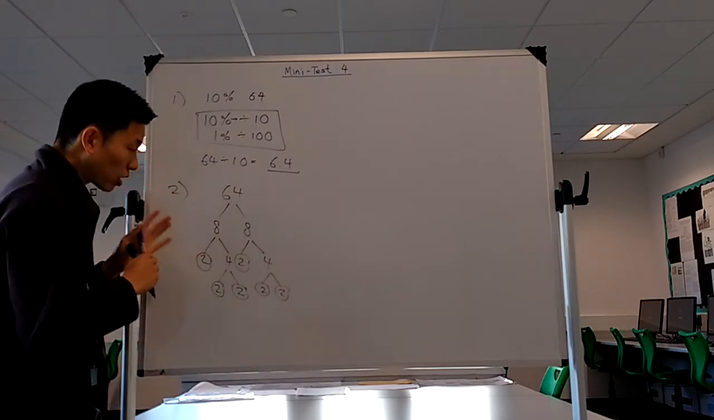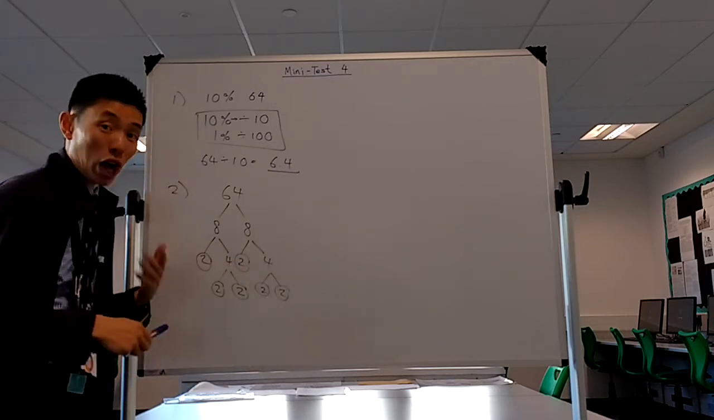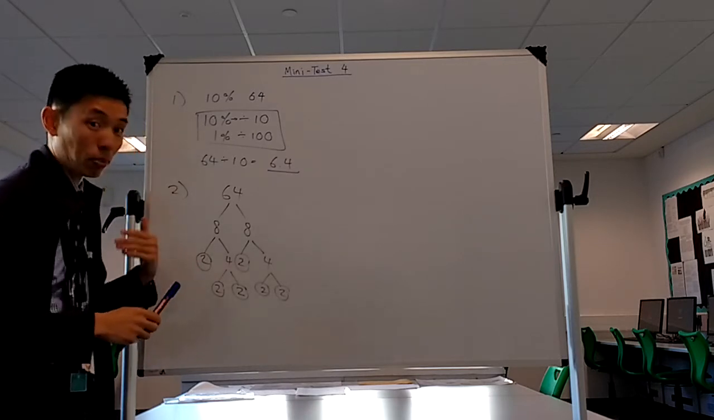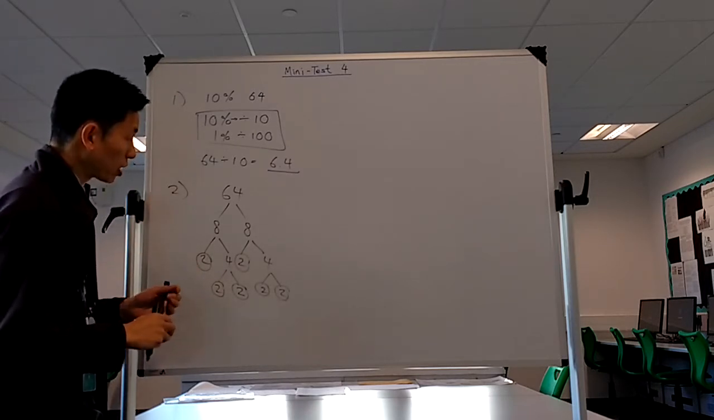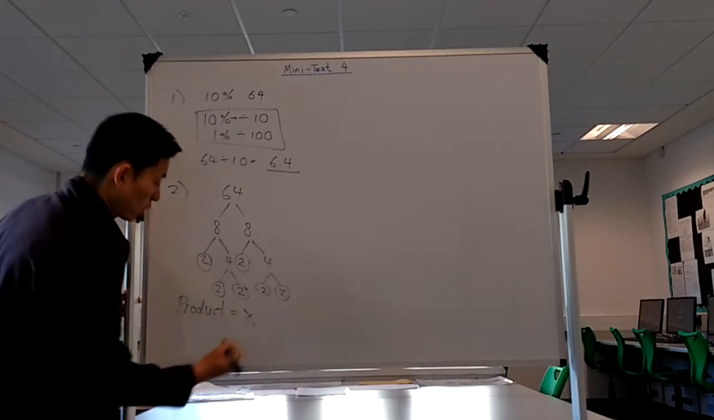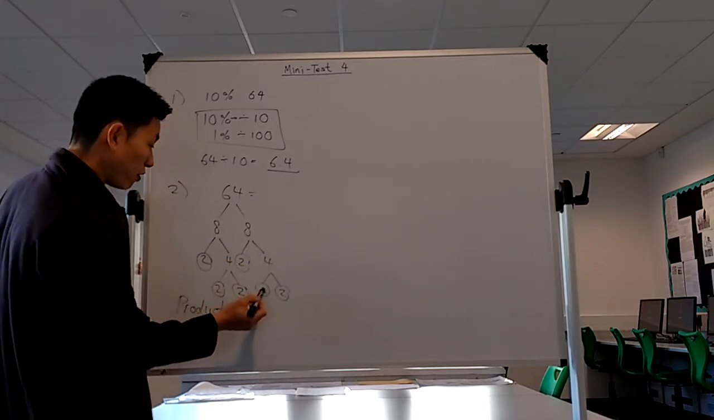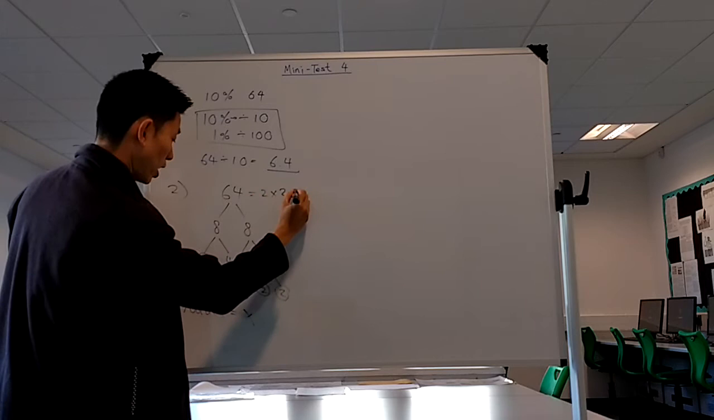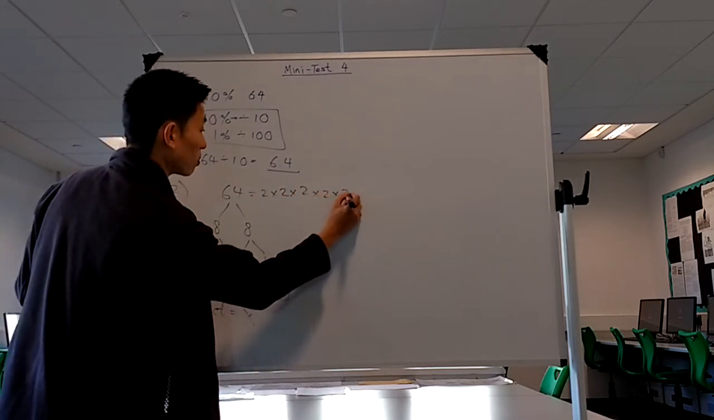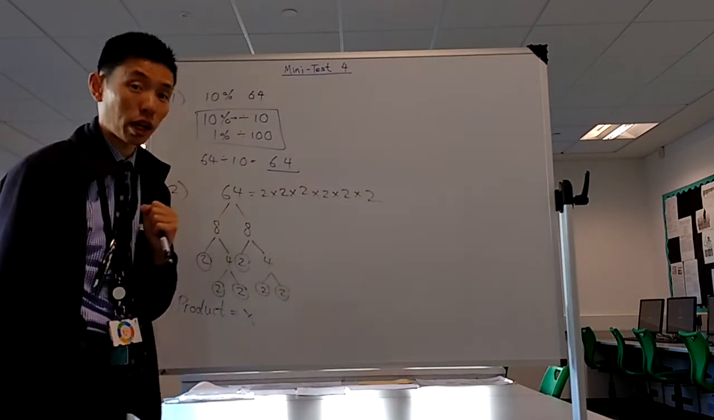So this is generally what students write and draw, and they forget to answer the actual question itself. The question said, write it as a product of its prime factors, and product means multiply. So if we write 64 is equal to all the prime factors multiplied together, that's 1, 2, 3, 4, 5, 6 twos, and that is the final answer they're looking for.